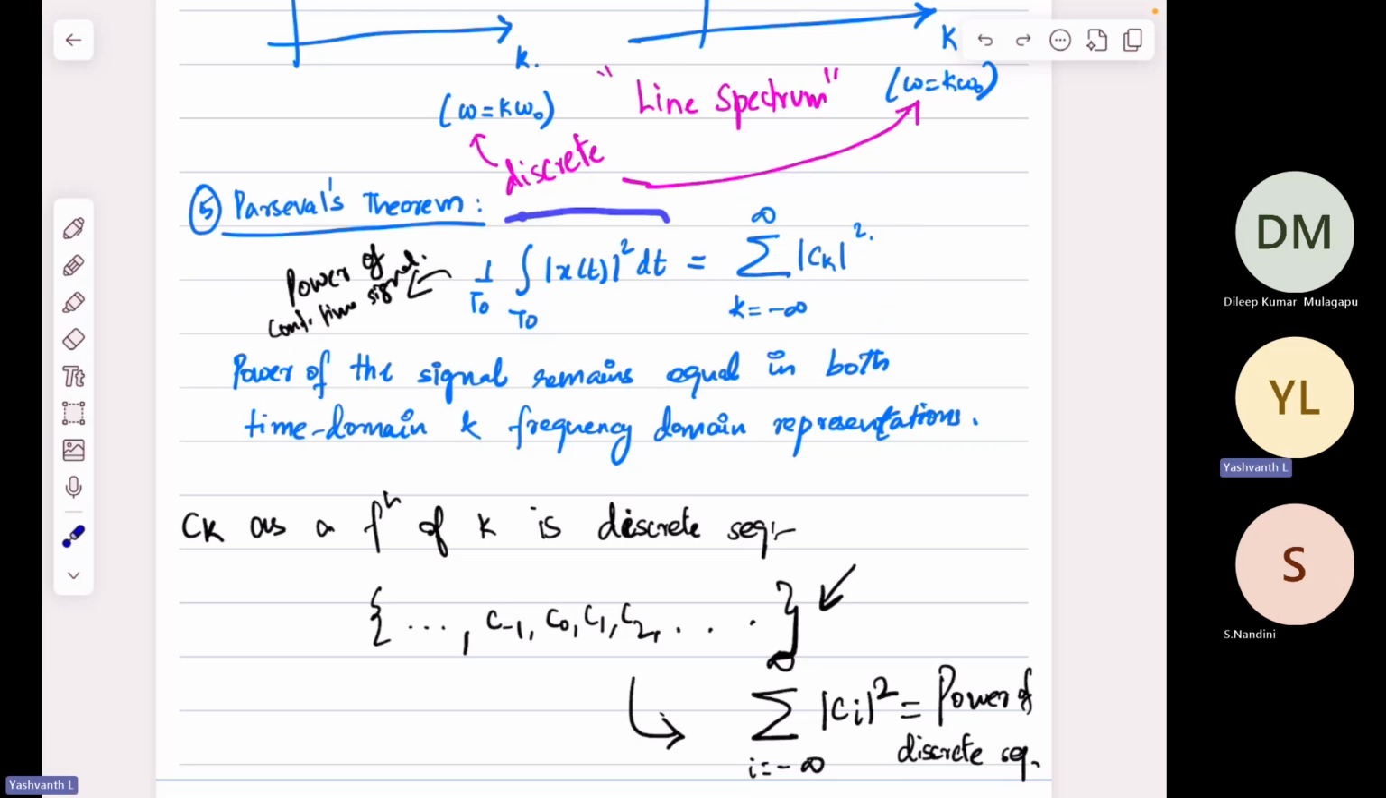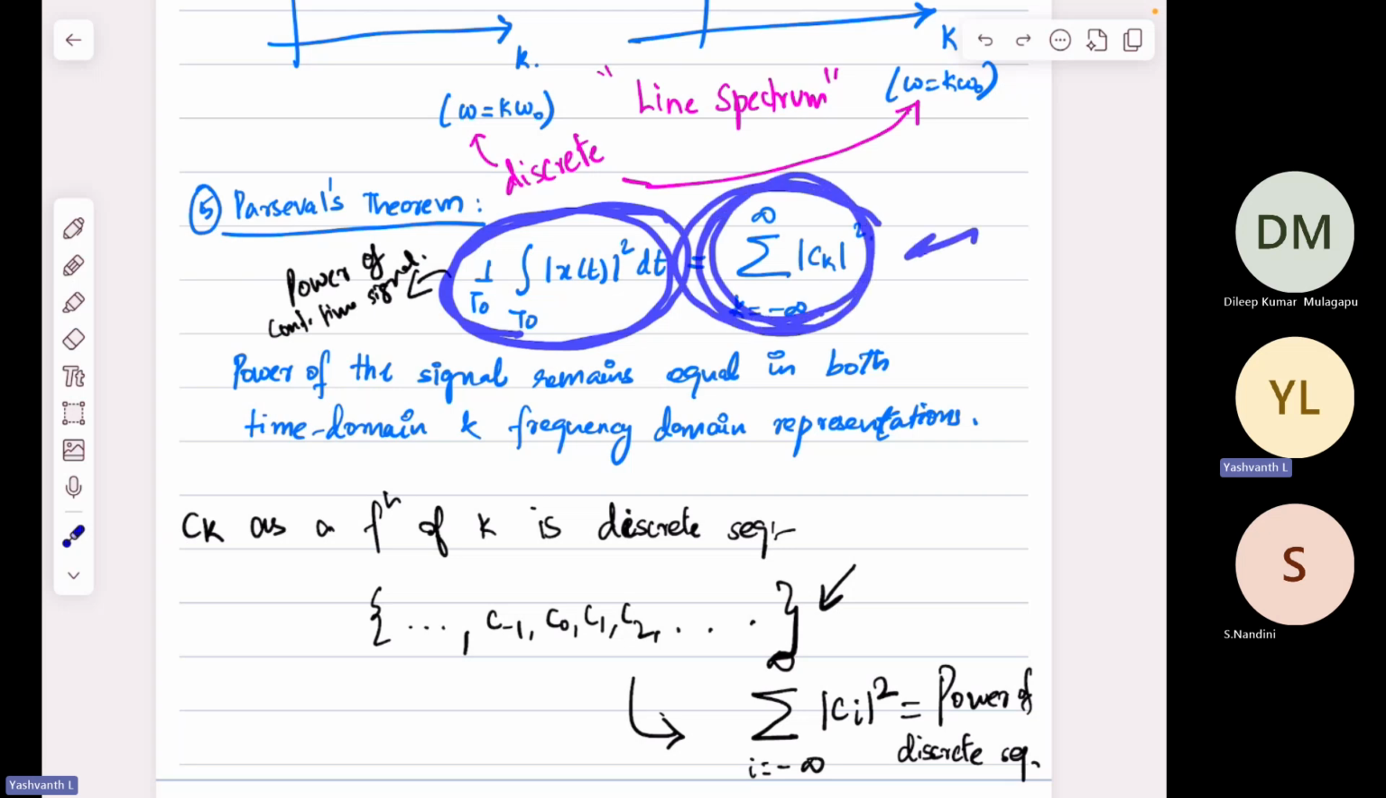Right? So if you look at the left hand side, this is the time domain power. The right hand side is nothing but the sum of the magnitude squares of all the Fourier coefficients. And what this theorem says is that they both are identical. They both are equal.